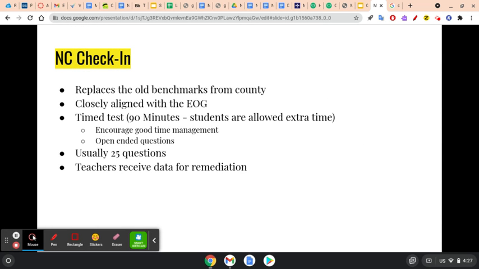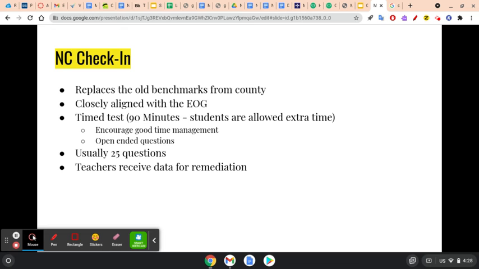We have already had our quarter 1 check-in. We will be going to our second quarter check-in in January, so this will be after we come back from the holidays. The North Carolina check-in is what replaces those old benchmarks that we used to have from the county. So you probably hear the term benchmarks. We now call it the North Carolina check-in, and this test comes from the state, and it is closely aligned with the EOG. It's almost identical to the EOG, except it's about half of what they will do on the EOG, and it focuses on 1 quarter at a time.